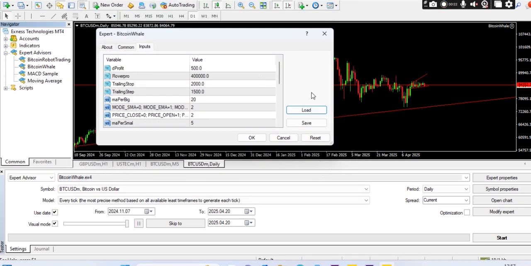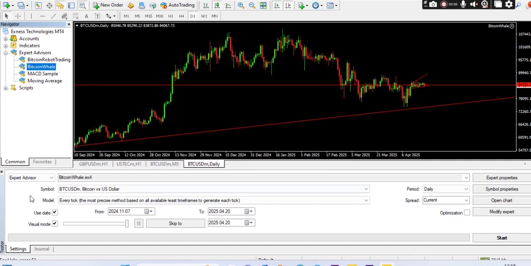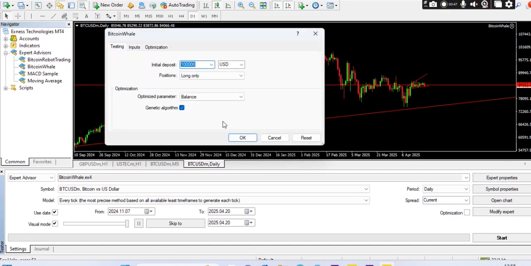So I'm loading it. For the purpose of what the market is telling us now, I'm going to be shorting the markets because we are on a downtrend right now on Bitcoin. So I'm not turning the auto trading on yet. So let me set up the back test.